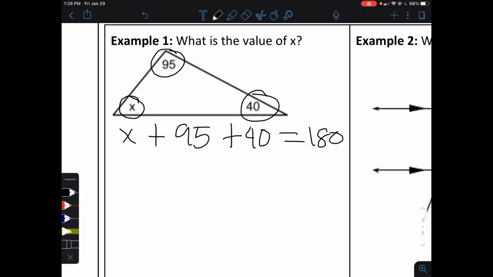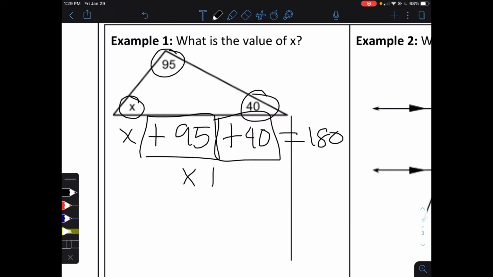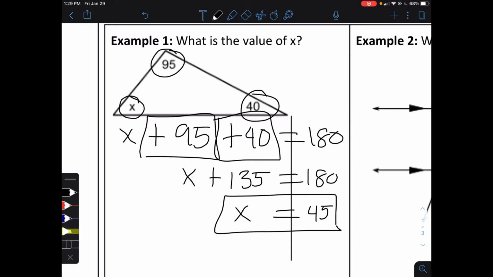And at this point in the year, I'm not going to continually go over how to solve for x. This is a multi-step equation, okay? You combine like terms. I bring down my x. My like terms give me 135. That's equal to 180. I subtract 135 on both sides, and I'm left with 45. And that's my answer. That's how I would solve for x.